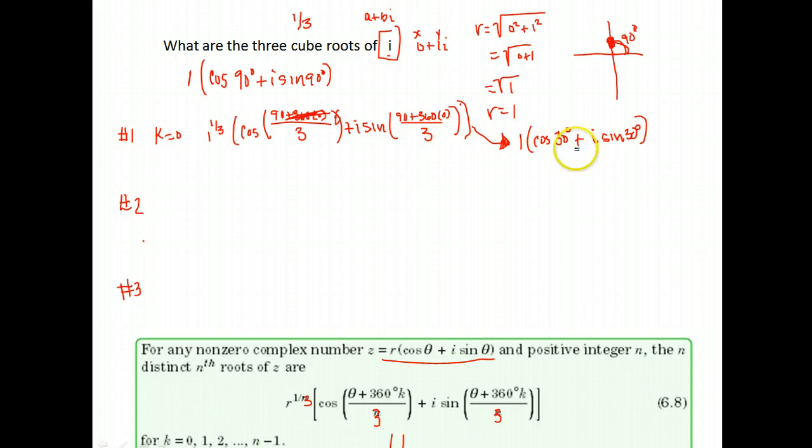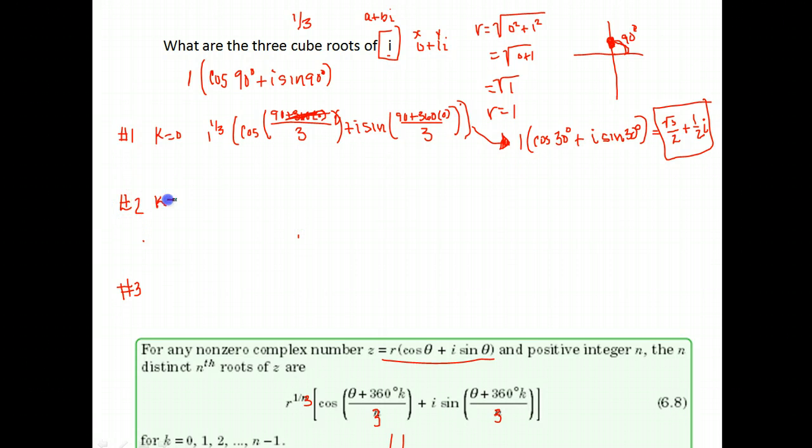Now we know the values of cosine and sine of 30 degrees, so let's go ahead and find those. The cosine of 30 degrees is root 3 over 2, and the sine of 30 degrees is 1/2. So the exact value of that first root is the square root of 3 over 2 plus 1/2 i. Let's find the second one.